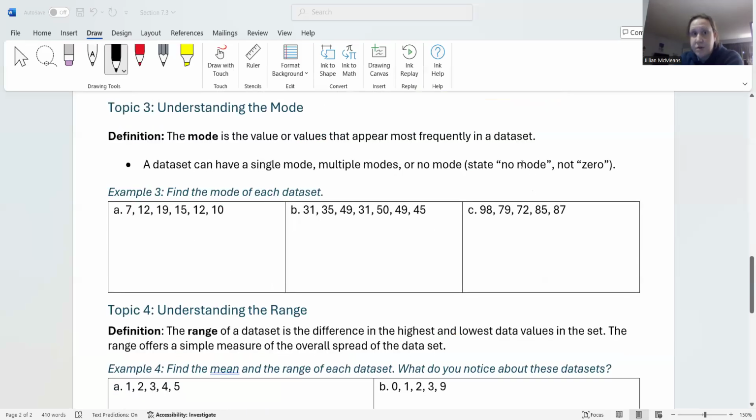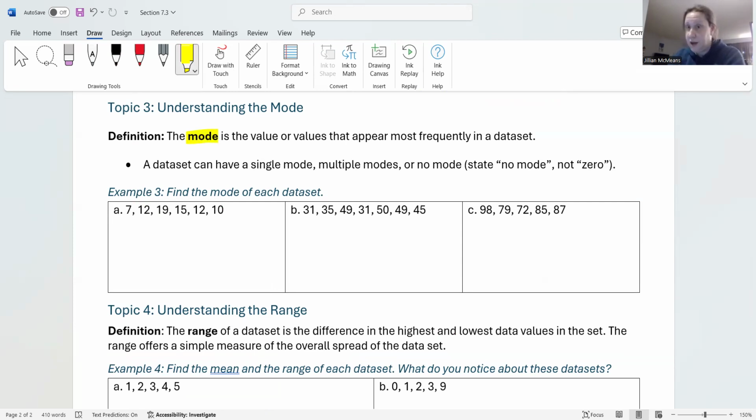Our next measure of central tendency is the mode. As a definition, we have that the mode is the value or values that appear most frequently in a data set.